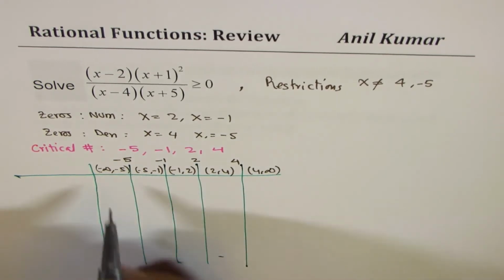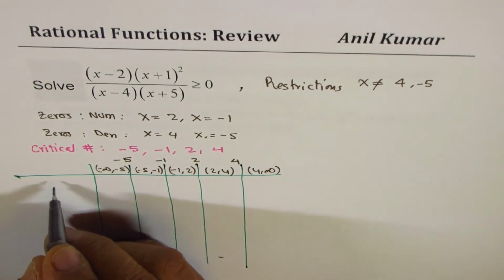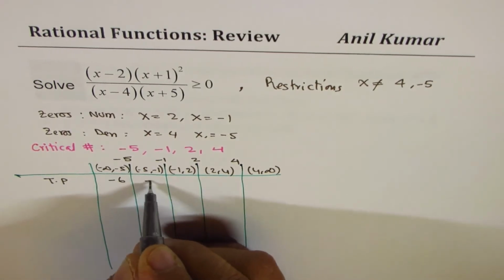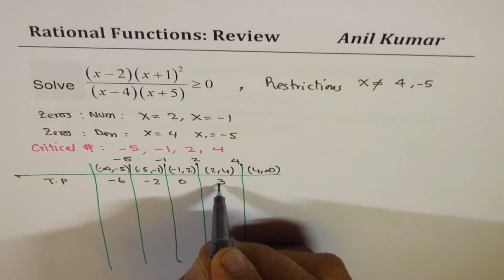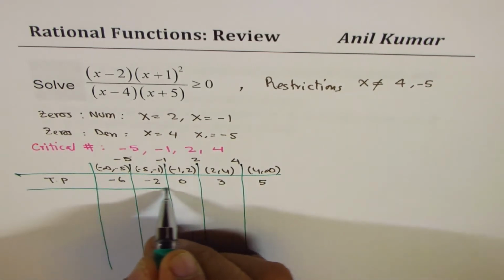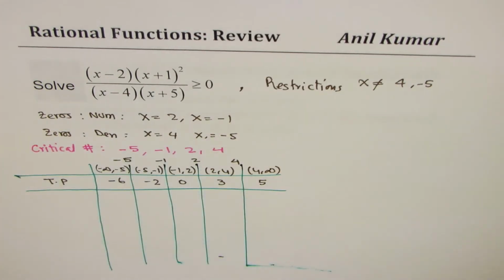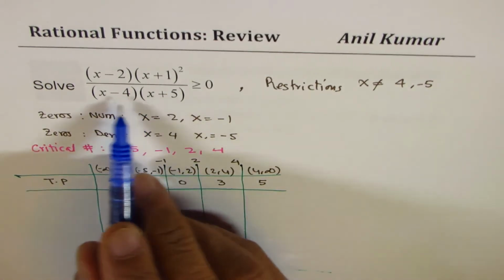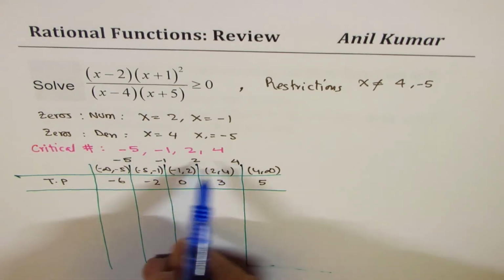5 intervals. In each interval, we are going to take a test point. Test points could be -6, -2, 0, 3, and 5. Does that make sense to you? So these are the test points. We'll test for sign for each of our factors. I prefer to write them in order where these belong.